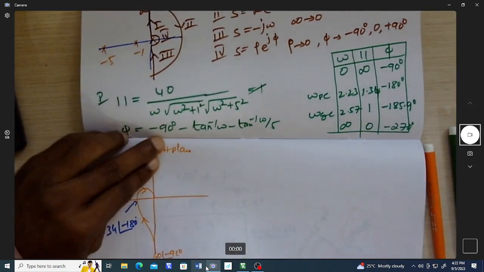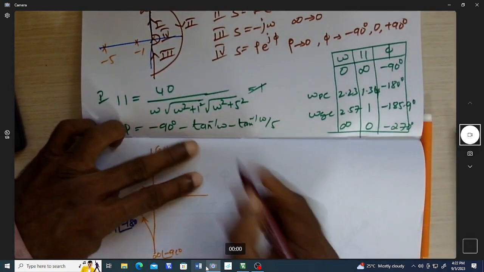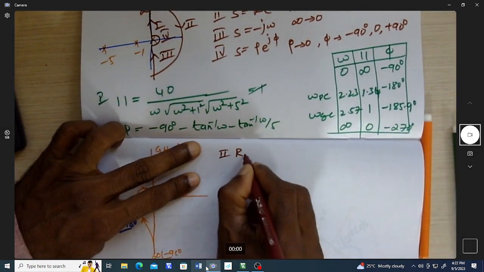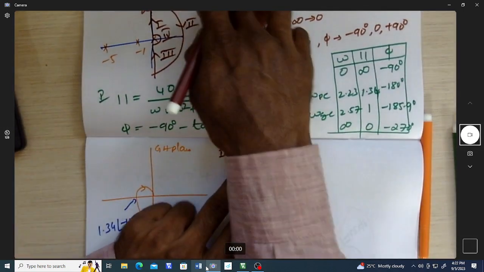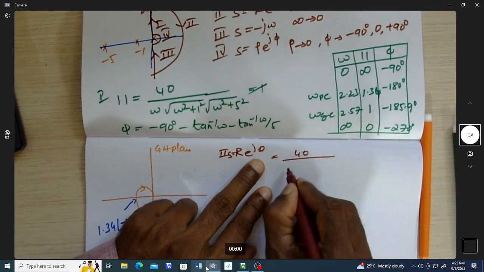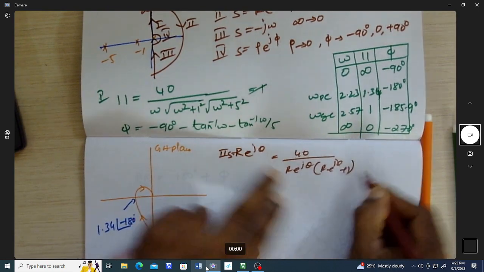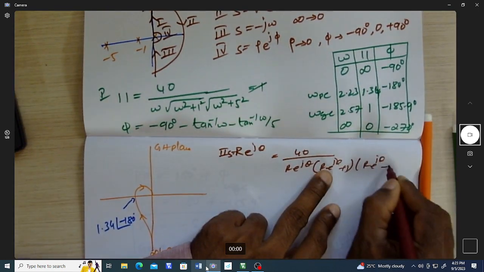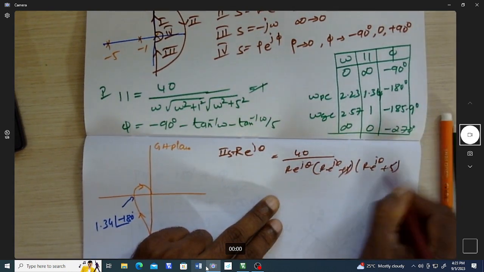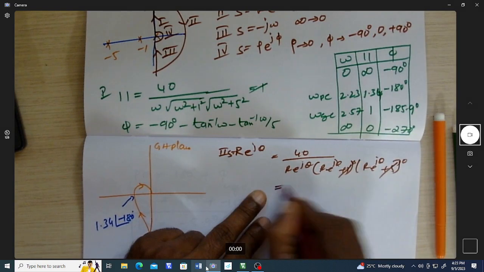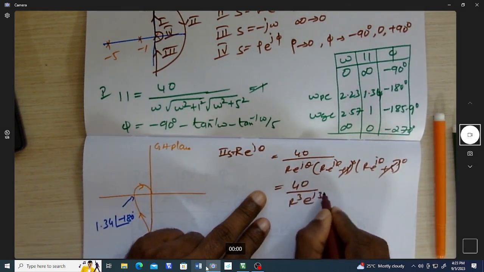So if you want to map the second segment, what we have is re^(jθ) as the value of s. So wherever s is there, I'll substitute that. It is 40 by re^(jθ)(re^(jθ)+1)(re^(jθ)+5). Compared to r, which is tending to infinity, the constants are negligible. So now can I write it as 40 by r cube e^(j3θ).